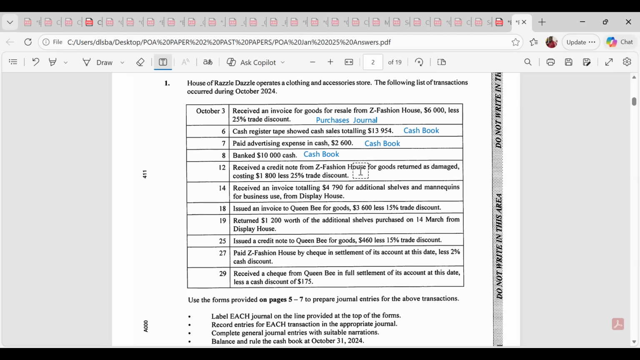So let's see if we could figure out what this is. Received a credit note from Z Fashion House for goods returned as damaged. If we are receiving the credit note, who returned the goods? To us? Correct. So if we are returning the goods, would that be return inwards or return outwards? Return outwards. Correct. So it goes in the return outwards journal.